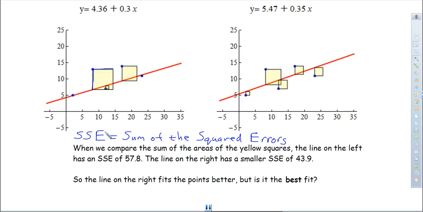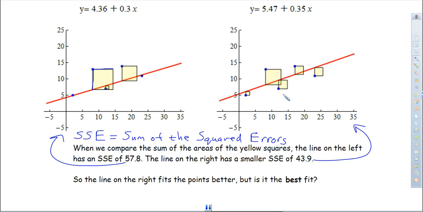So when we compare this and we look at the left, the left one had an SSE of 57.8, and the one on the right had an SSE of 43.9. So based on the sum of the squared errors, which one would be a better fit? Well, the right one, right? Because the right one has less error. I mean, if we want to make predictions, I would rather have less error in predictions, so the one that has a smaller SSE would represent a better fit. So the right one fits better because it has a smaller SSE than this one.